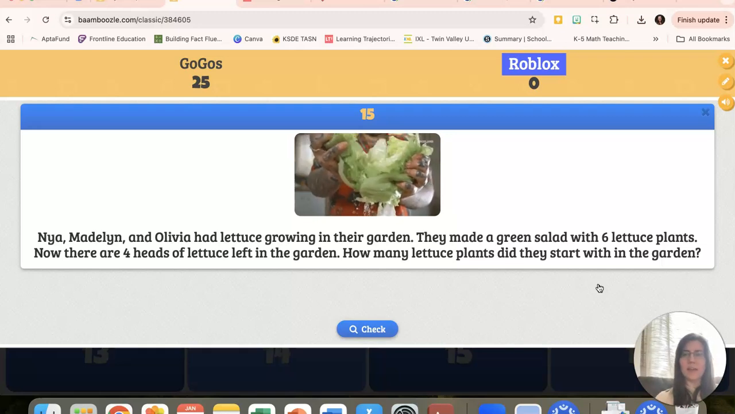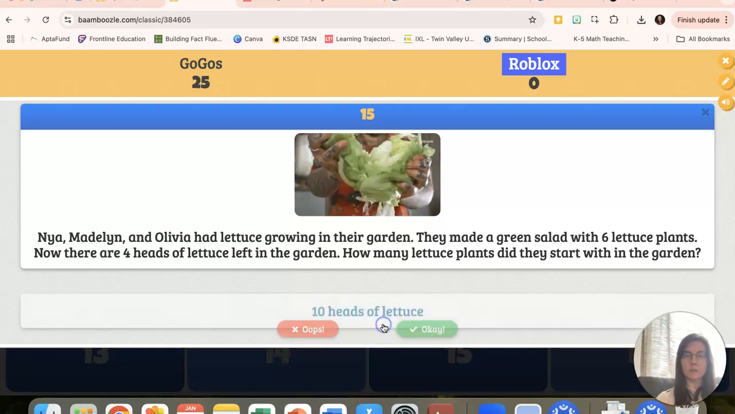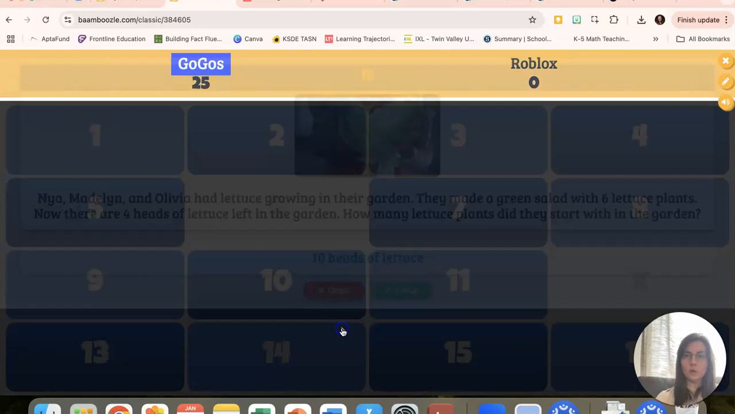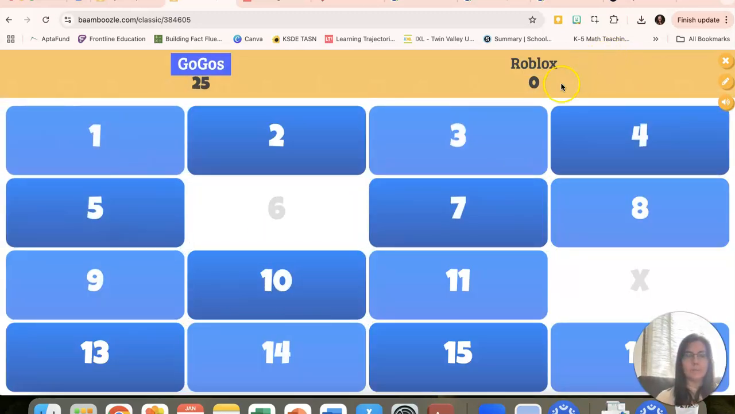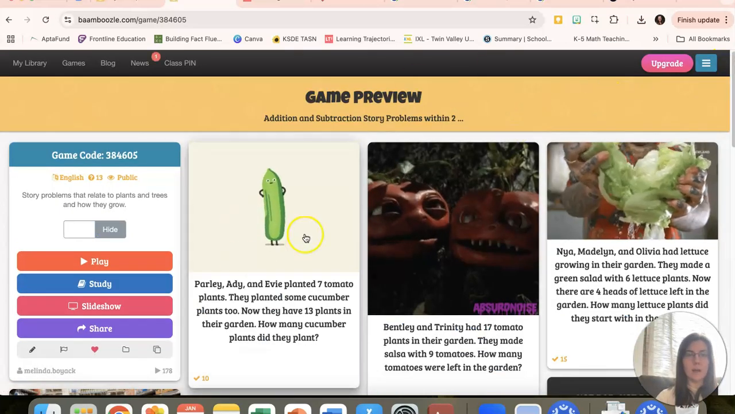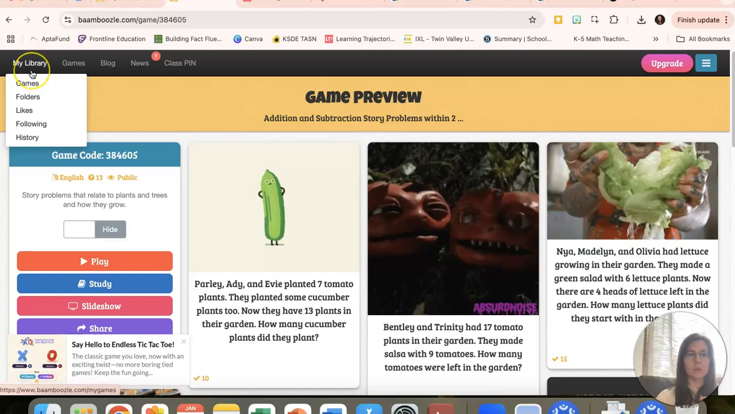I would probably read this aloud for students, especially at the younger grades. Give them the opportunity to use manipulatives, put their heads together, and use any resources that they have to try and solve. If they don't get the question correct, they do not earn the points, but I love how this gamified version is here, ready to go with a lot of options in their library that you can choose from.